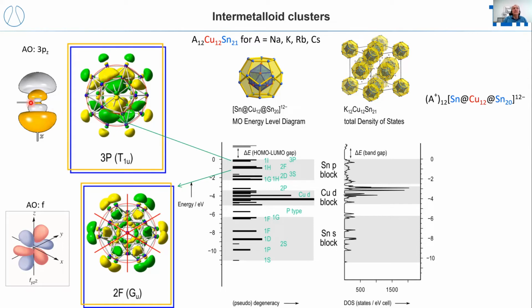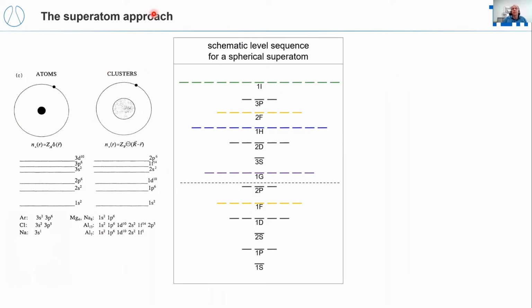And this is nothing else than a huge p orbital. Or down here, this is the molecular orbital, and this is an atomic orbital, and this is an F-type orbital, and we can assign the symmetries of those orbitals to atomic orbitals. And this is nothing else than the superatom approach, which I, in the meantime, use as an example to teach group theory. In an atom, everybody knows this, we have the S, P levels, and then D levels, F levels come up.